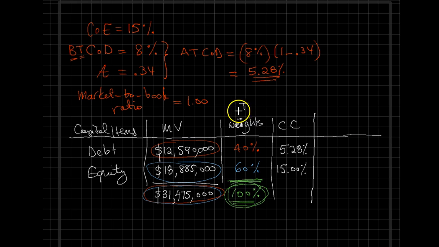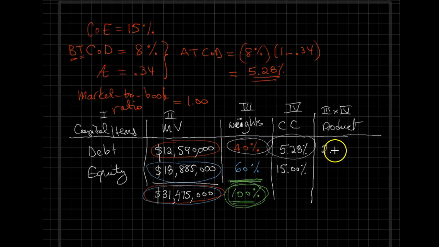Let's give names here: column 1, column 2, column 3, column 4. So I will go ahead and multiply column 3 and 4. That's basically a line by line product. So basically we are multiplying 40% and 5.28%. This number should come out as 2.112%.